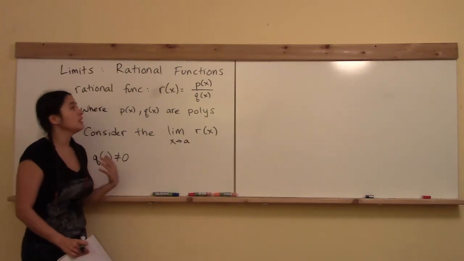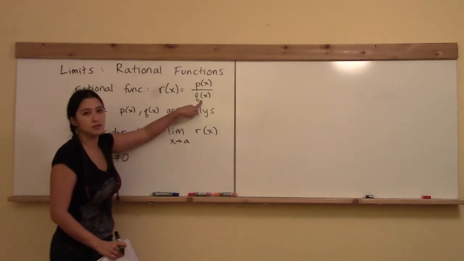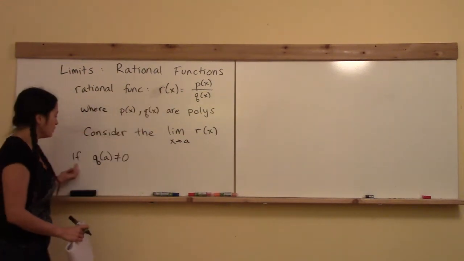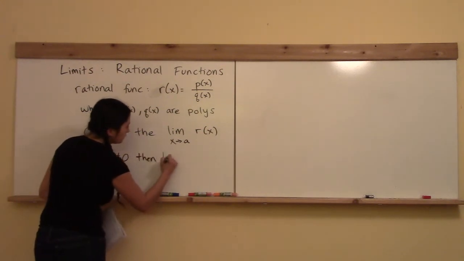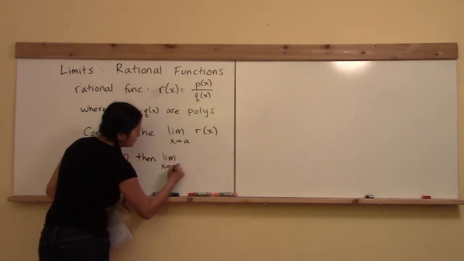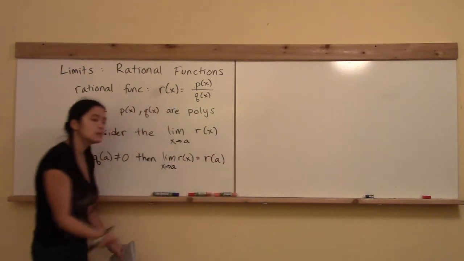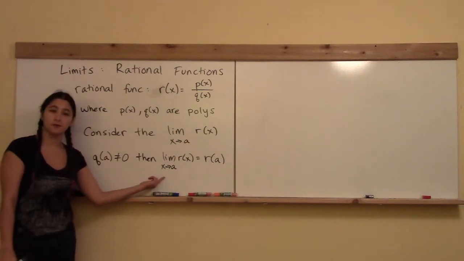That would be very relieving to know, because when this equals 0, that's the divide by 0. That's when all the bad stuff happens. If it doesn't divide by 0, there's really nothing wrong with it. So if q of a is not equal to 0, then the limit as x approaches a of r of x, just like for the polynomials, is going to be a simple plug and chug evaluation. And that's the answer for the overall limit.